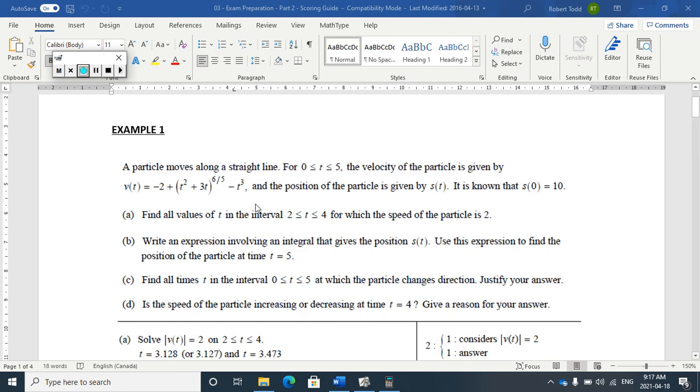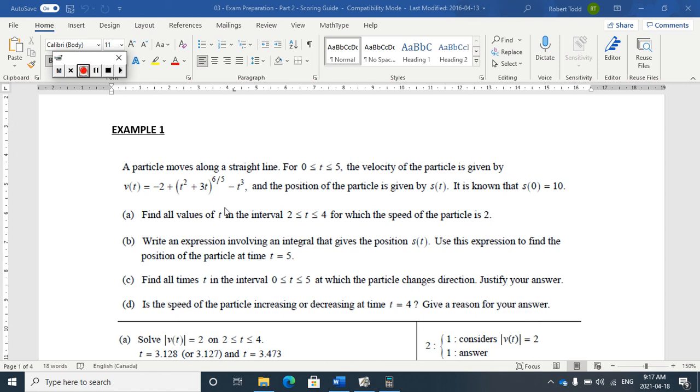So here's the problem. A particle moves along a straight line for 0 less than or equal to t less than or equal to 5. The velocity is given by, and there's a nice velocity function there. And the position of the particle is given by s at t, but they don't give me s at t. They just say that's the symbol we're going to use. And it is known that s at 0 equals 10. So I have a velocity function for the particle, but I also have its initial position, s at 0 equals 10. And it says find all the values of t in the interval from 2 to 4 for which the speed of the particle is 2.